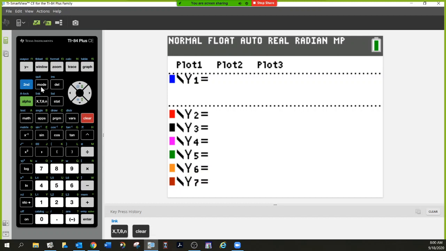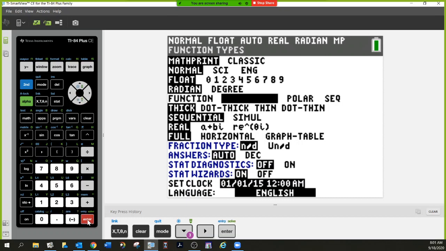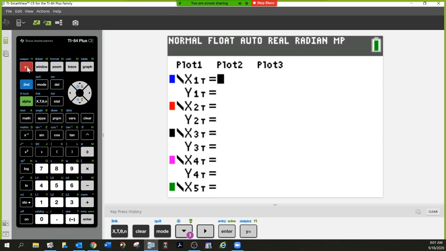So if you come up here to the mode button and click mode, you're going to be scrolling down to where the word function is highlighted. You see, right now the calculator is in function mode. It can only graph functions. But if you click to the right and hit enter, now the calculator is in parametric mode and it has the ability to graph parametrics. And when you go back to the y equals menu, you will notice now that every one of them has an x and a y.